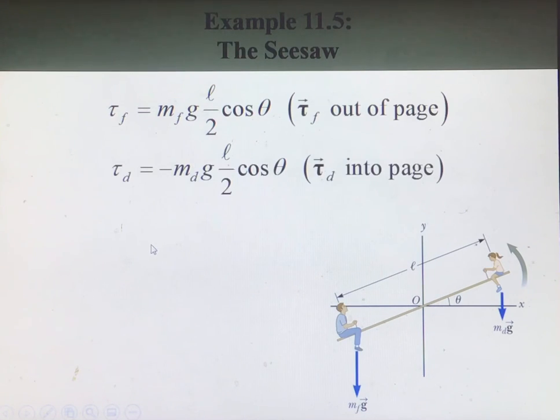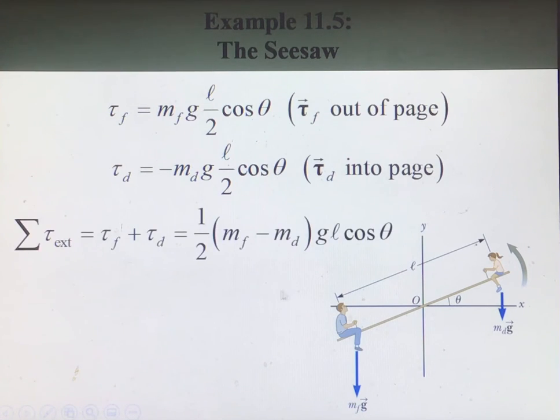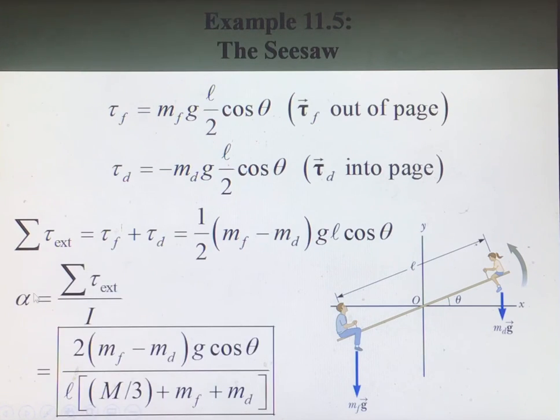Then I can calculate the torque produced by the daughter. This will be given by this, and it will be pointing in the clockwise direction, so this is negative torque. If you sum the two contributions together, you get this quantity here. Since alpha is equal to the sum of all the torques over I, and we've already calculated the I value, I can solve for alpha to get this quantity right there.